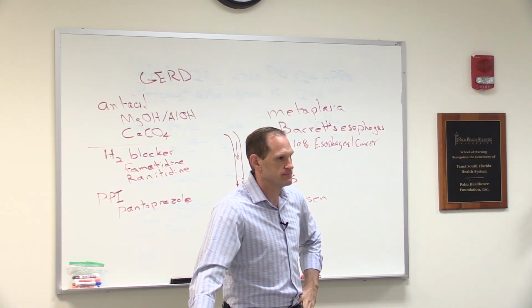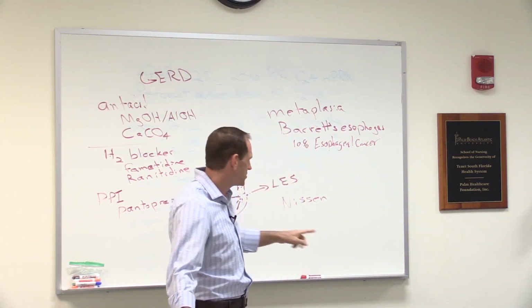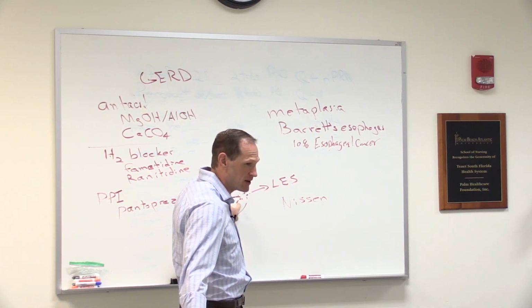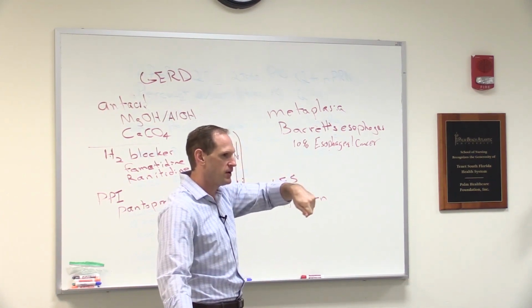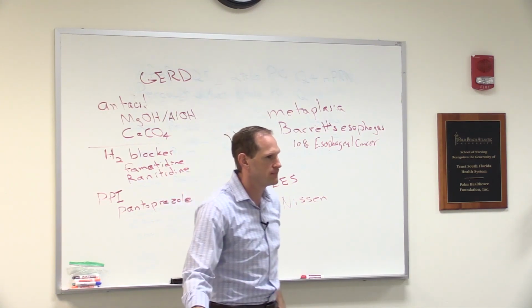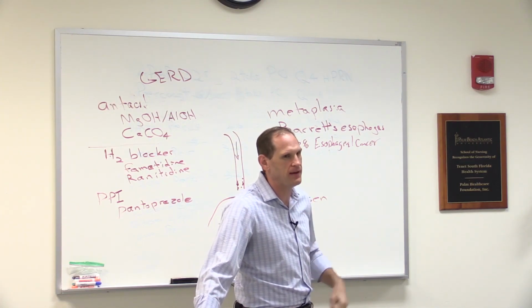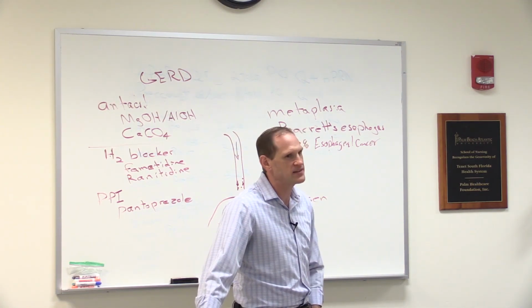Why does wrapping it help the GERD? So what they're doing is, it's also called fundoplication. So you're taking some of the fundus of the stomach and you're wrapping it around the esophagus. You're basically tightening the esophagus down. So Nissens are notorious for not working, but in one surgeon's words, that's because they're doing them wrong.